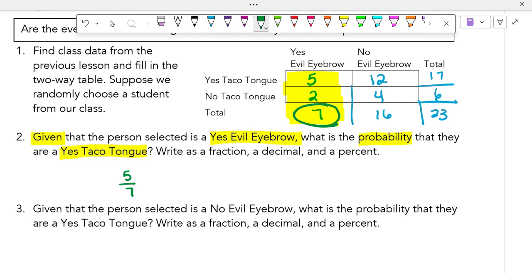A little bit different than how we used it yesterday. We're not actually taking it out of 23. We're taking it out of the number of people that had the evil eyebrow. So as a decimal, what would that be approximately? 0.714. So that's approximately 71.4%.